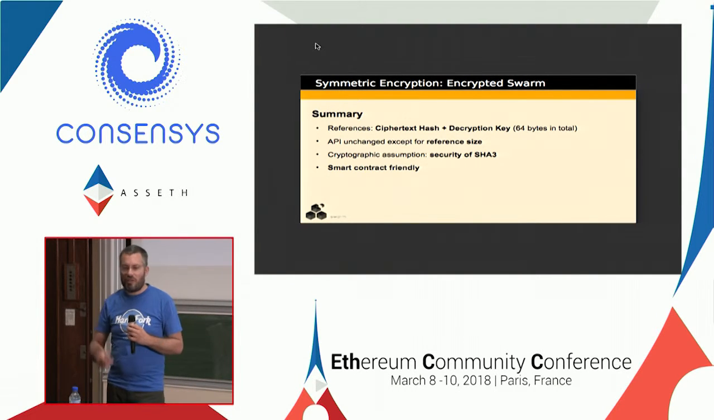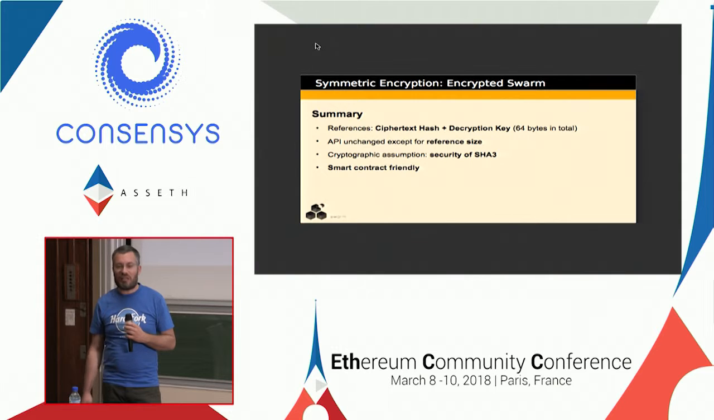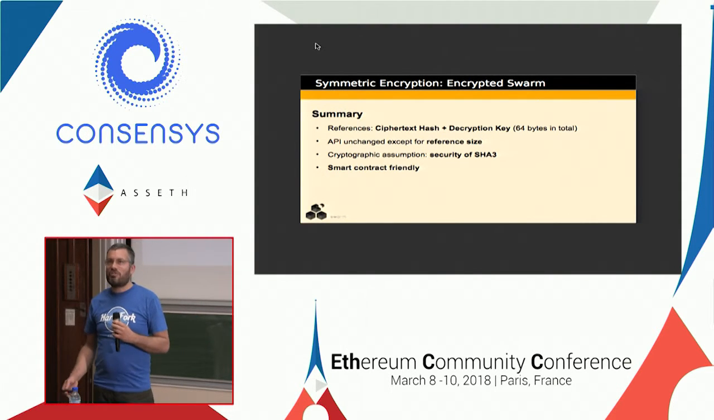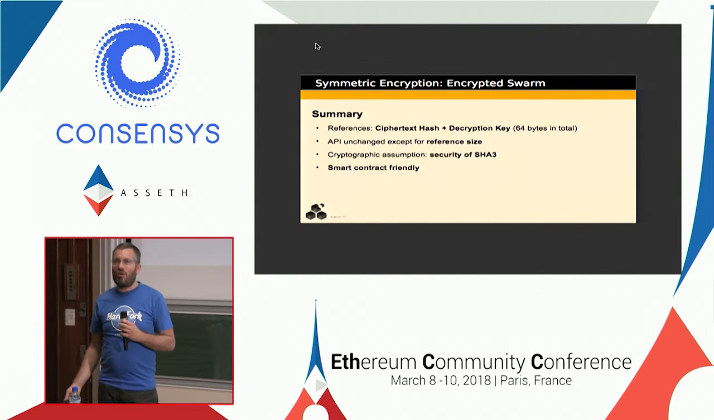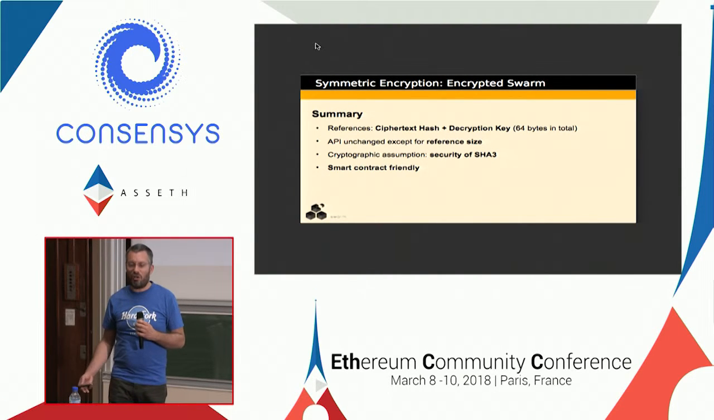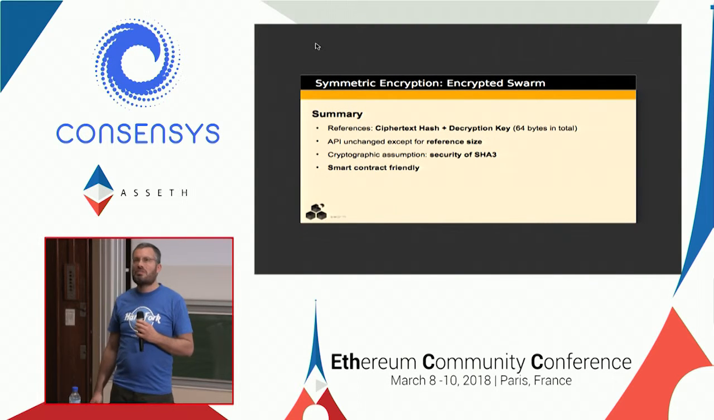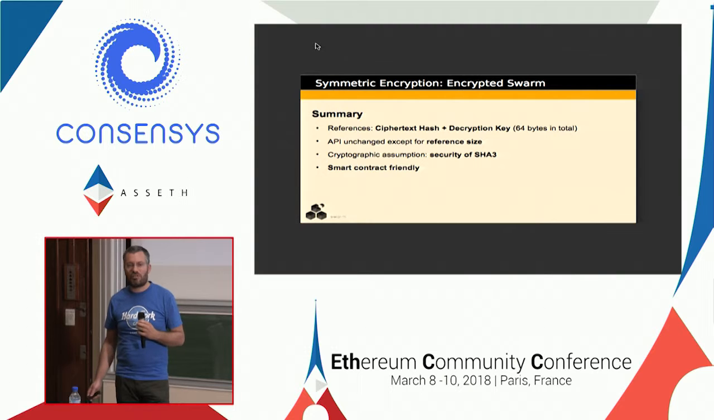And the most important property is that this is all very smart contract friendly, meaning that smart contracts can depend on content inside encrypted Swarm content. So that's the symmetric encryption part. Any questions at this point?